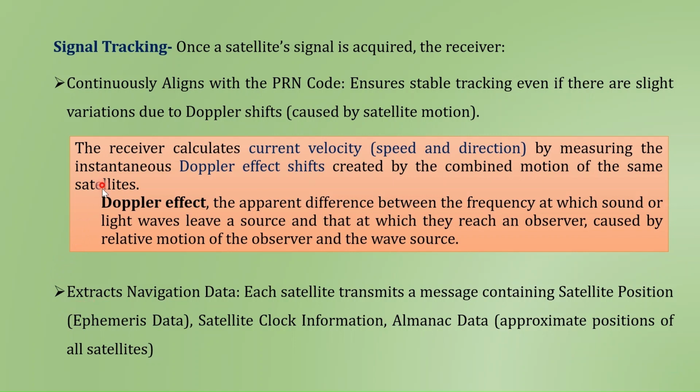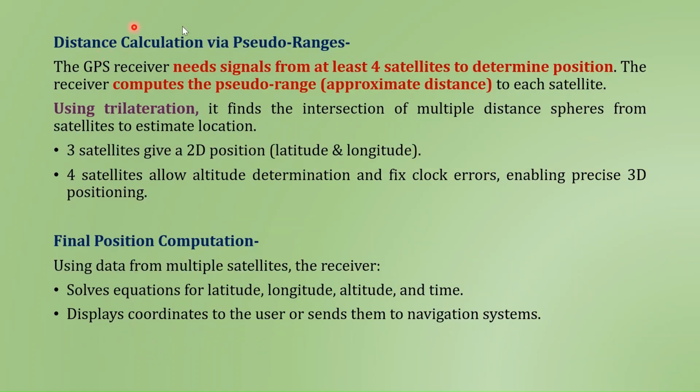And the GPS receiver also extracts the navigation data containing the satellite position, that is the ephemeris data, satellite clock information, almanac data, that is the approximate position of all the satellites, and then the distance calculation is done via the pseudo ranges. So the GPS receiver needs signals from at least 4 satellites to determine the position. The receiver computes the pseudo range, that is the approximate distance to each satellite, and using trilateration, it finds the intersection of multiple distance spheres from the satellites to estimate its location.